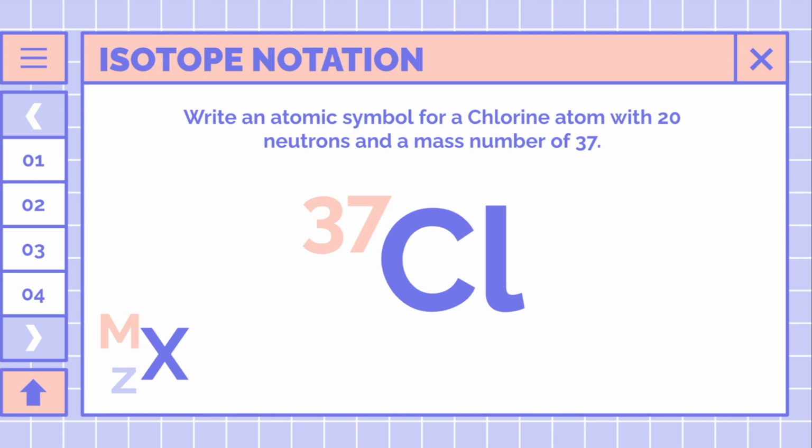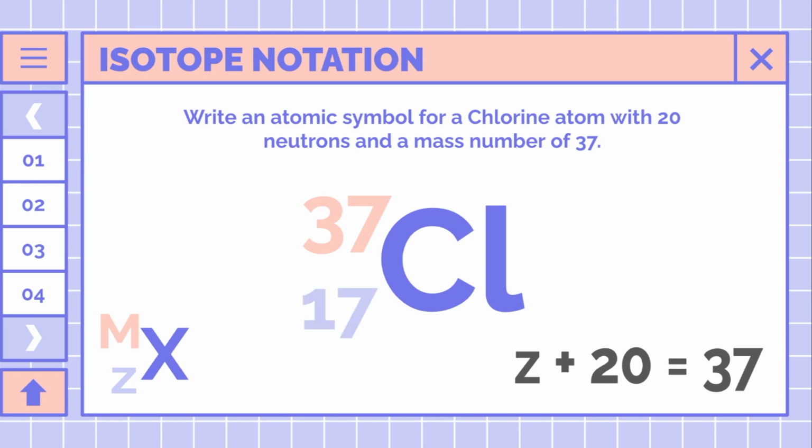Now, remember that the number of protons plus the number of neutrons is the mass number. Since we know the mass number and the number of neutrons, we can use simple algebra to solve for the number of protons. We can form an equation that follows something like this. Z, the number of protons, plus 20, the number of neutrons, is 37, the mass number. Then we simply take away 20 from both sides and end up with Z equals 17. And this is our final product.